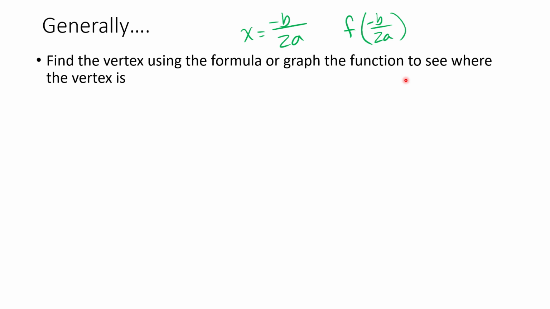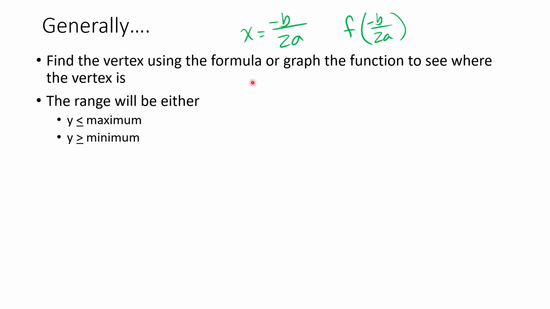Desmos is fantastic for that. So just graph the parabola and go find the vertex, and the vertex will tell you where that highest or lowest point is. And then the range will either be y is less than or equal to the maximum, or y is greater than or equal to the minimum.